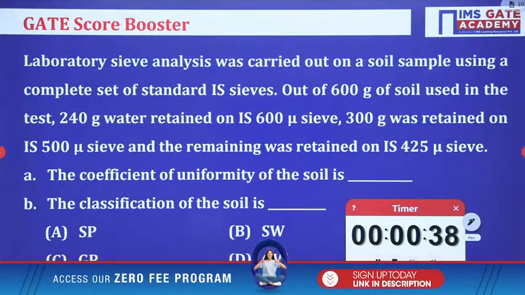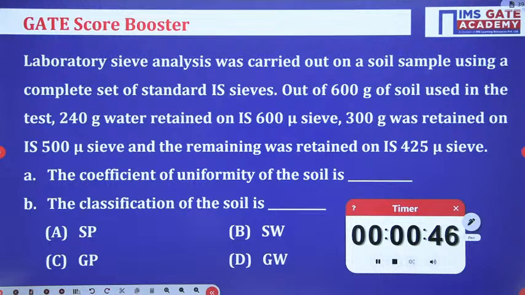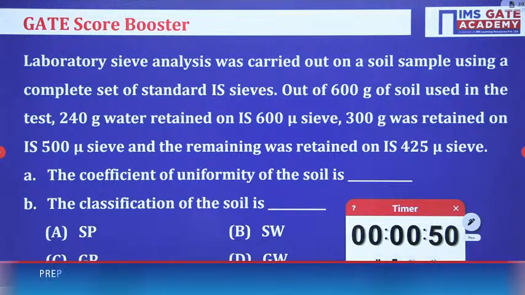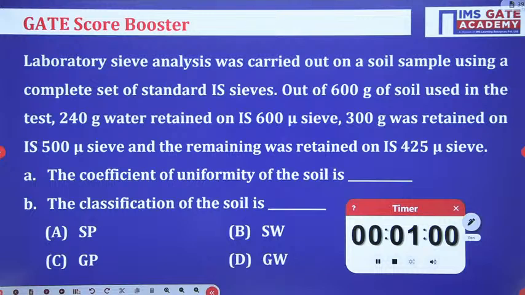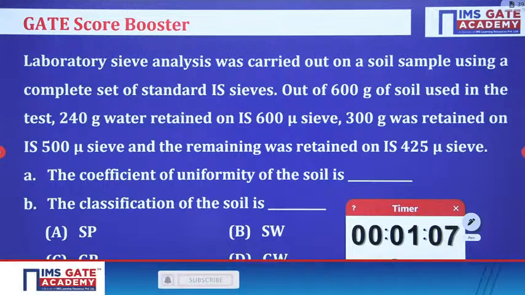Laboratory sieve analysis is, see the given data there. The laboratory sieve analysis was carried out on a soil sample using a complete set of standard IS sieves. Out of 600 grams of soil used in the test, 240 grams was retained on IS 600, 300 grams on IS 500, and the remaining was retained on IS 425. What is the coefficient of uniformity of the soil and what is the classification of the soil? This you have to study.